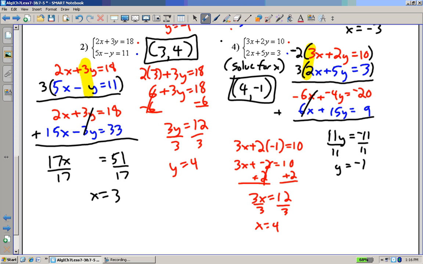And that's my solution. Again, I would advise plugging it back in to both of the equations and making sure that's true. But for the sake of time on the video, we will hold off on that for the moment.